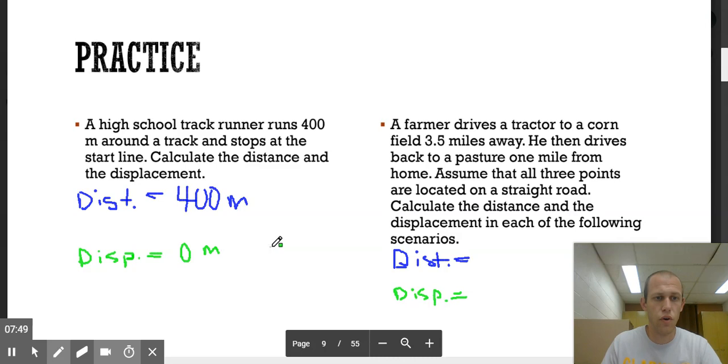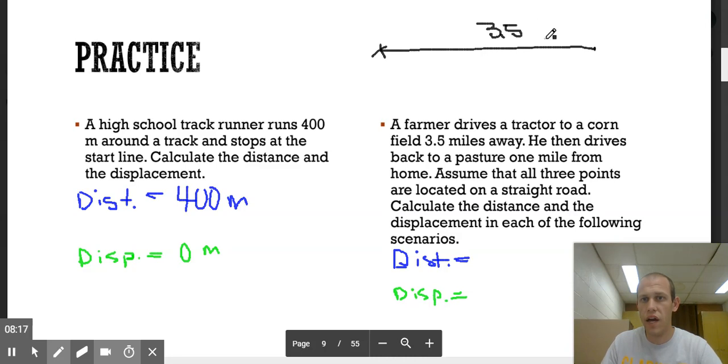He traveled. No displacement. All right, example 2, a farmer drives a tractor to a cornfield 3.5 miles away. Then he drives back to a pasture 1 mile from home. Assume that all 3 points are located on a straight road. Calculate the distance and displacement in each of the following scenarios. So let's look at what's happening. We're starting here with our tractor. We're driving 3.5 miles. And then after that, we're going back right here. And that's 2.5 miles back because we know it's 1 mile from home.